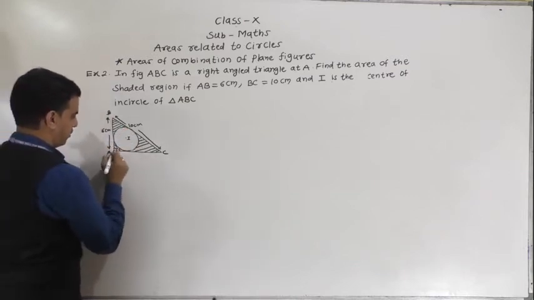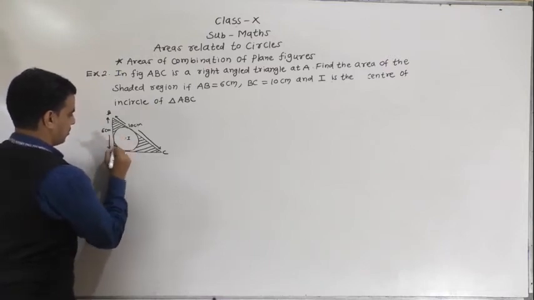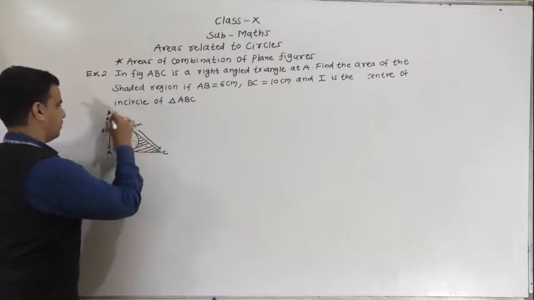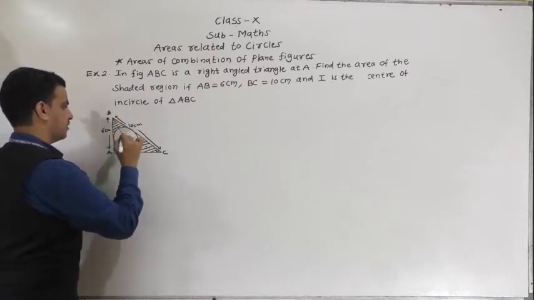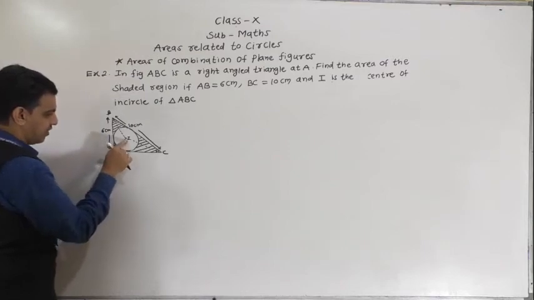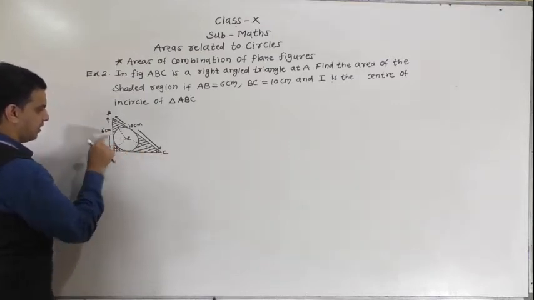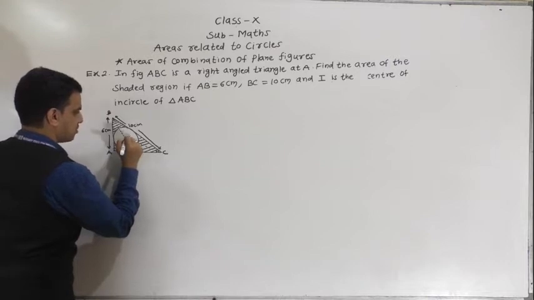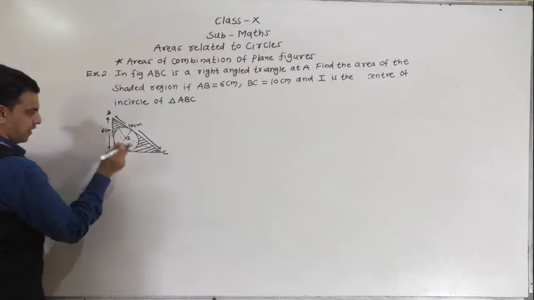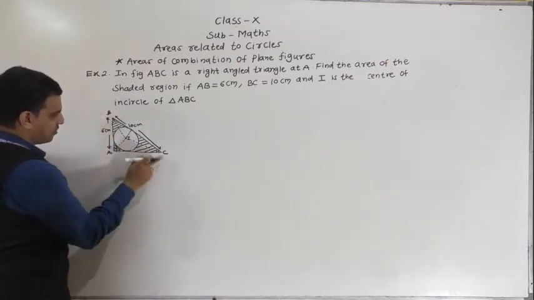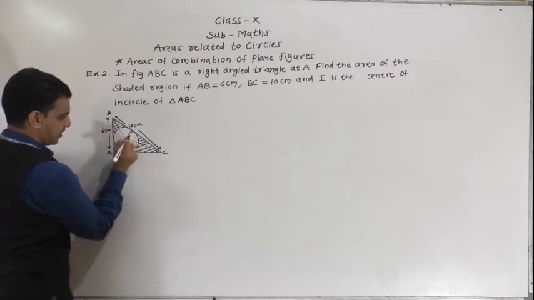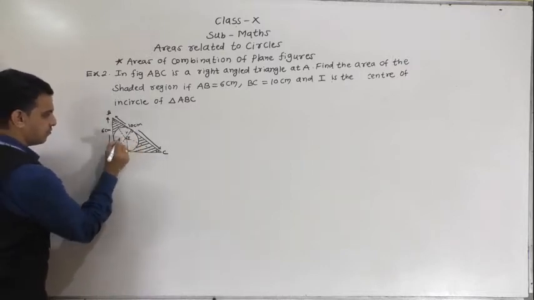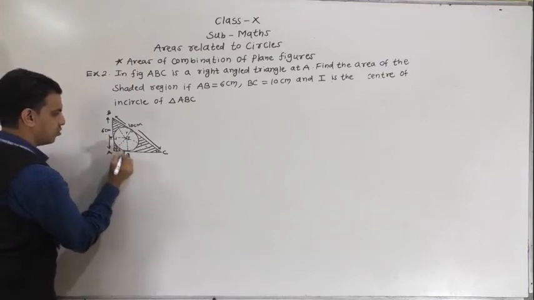So for that, we join all the vertices, IA, IC and IB. Then we will get three triangles: triangle IAC, triangle IAB and triangle IBC. And if we join this, this is the radius of the circle and we know that this is a tangent. The angle between radius and tangent is 90 degrees. Suppose we name these points P, Q and R.